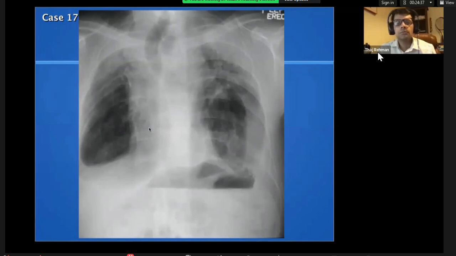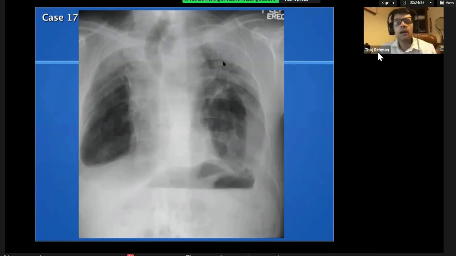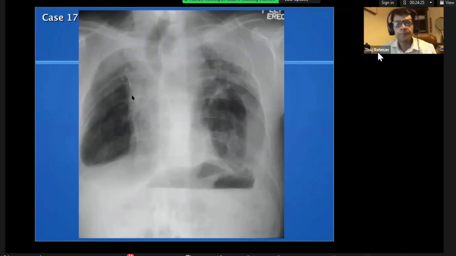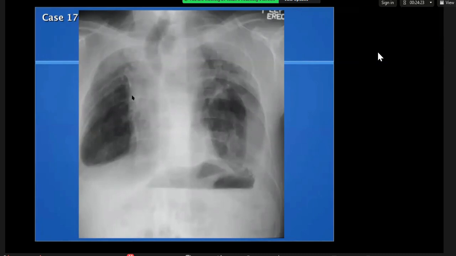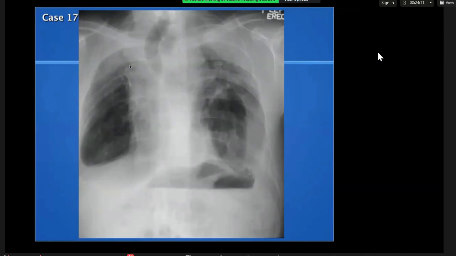Similar opacity. What about the hilar? Both hilar. Can you see the hilar point? The hilar points are distorted. Quite difficult to make out the hilar point. I think it's tracked up superiorly. Yeah, the hilar are sitting up here on both sides.